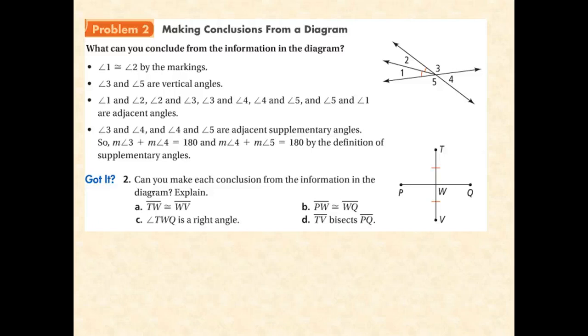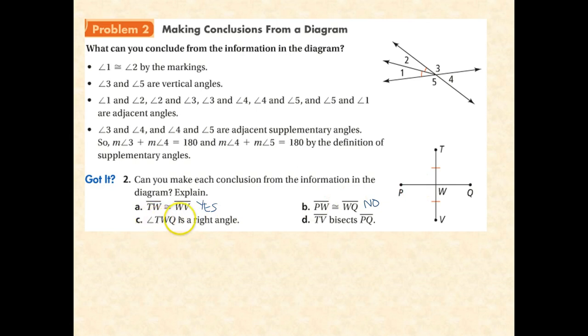Okay, so A, can we make this conclusion? Segment TW is congruent to segment WV. The answer is yes, because we have these little congruence hash marks. How about B? Segment PW is congruent to segment WQ. Well, they look congruent, but can I conclude that? For sure, no, because I don't have any markings telling me that. I don't have any other information telling me that.